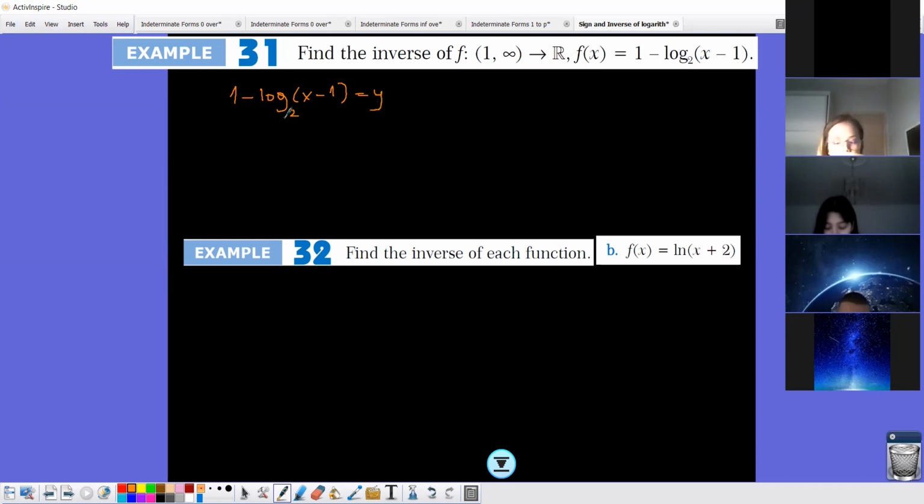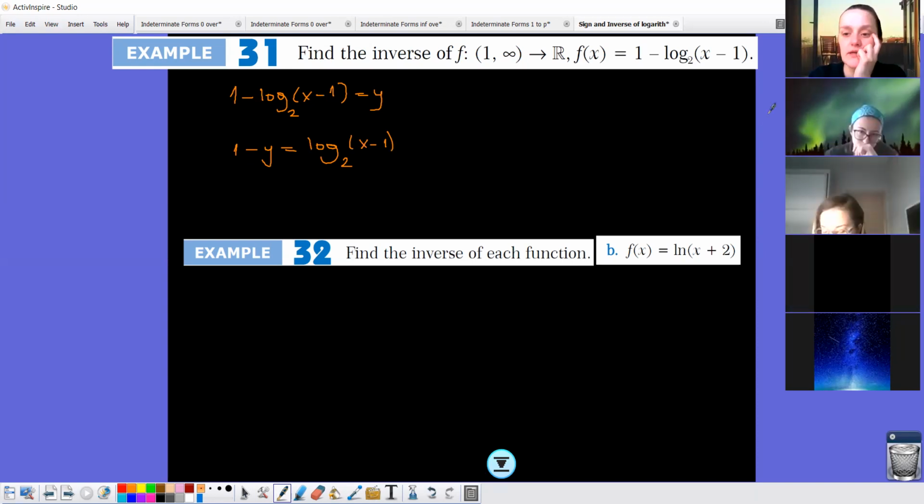Then all my task is to find x in terms of y. So I need to leave the x alone. Because this is minus logarithm, I can take the logarithm to the other side and y to this side. So it will be 1 minus y is equal to logarithm of x minus 1 to the base 2. Can I do this? Okay, now what will I do to find x alone? How can I leave x alone here?